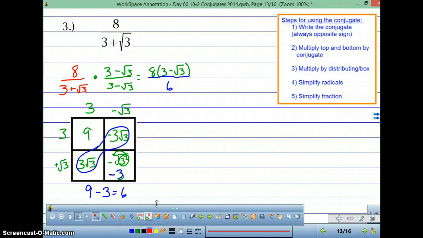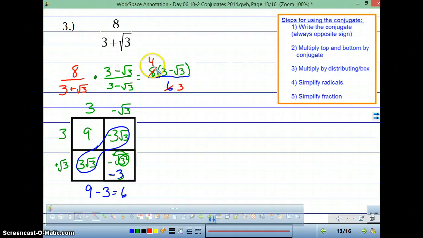Look what I can do here. I can reduce 8 and 6. This becomes 3. This becomes 4. Now is the right time to start distributing this. Make myself a nice box. If you can do it without a box, that's okay. 4 times 3 minus root 3. End up with 12 minus 4 root 3. So my numerator is 12 minus 4 root 3. And on the bottom, I have a 3.